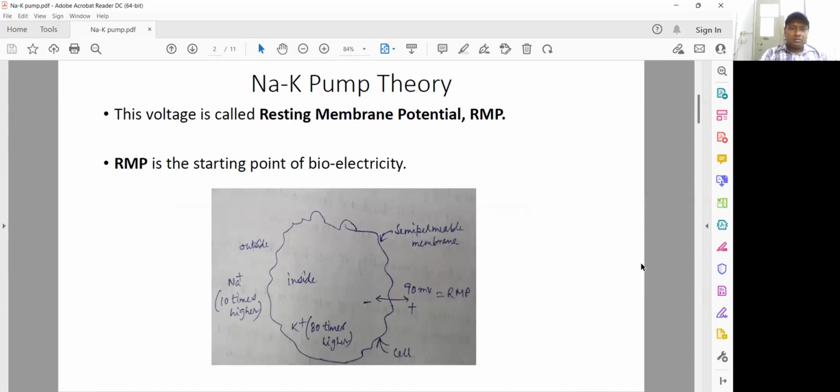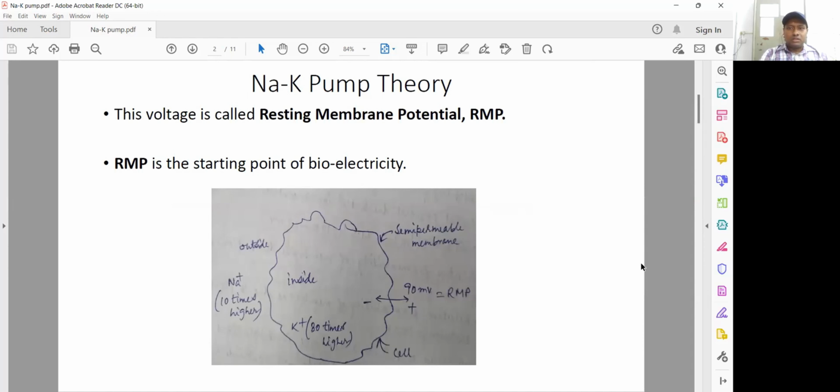Today we will discuss the sodium potassium pump theory. To do so, let me share my screen first. In sodium potassium pump theory, this voltage we will call the resting membrane potential, RMP. And the RMP is the starting point of bioelectricity.